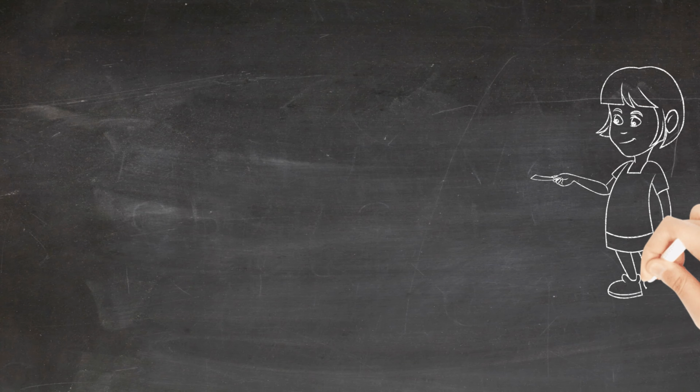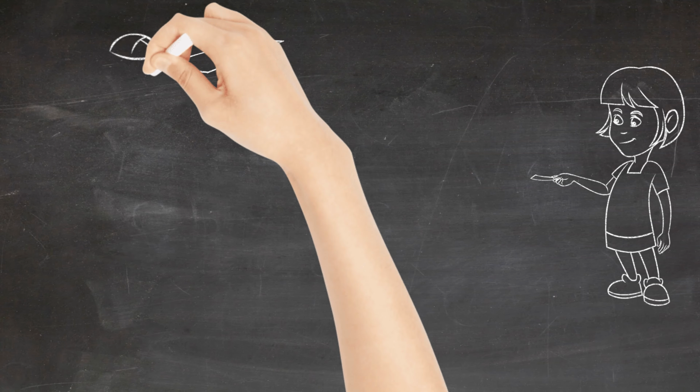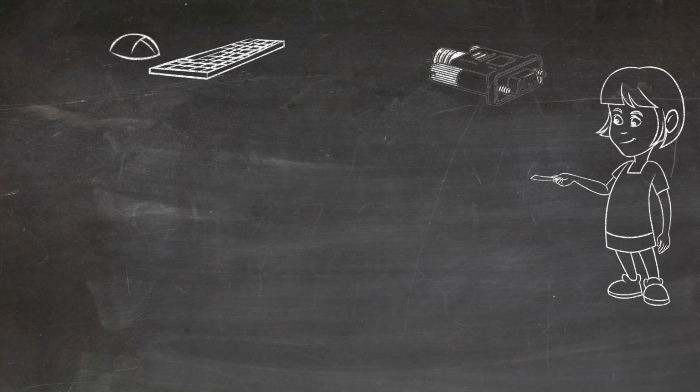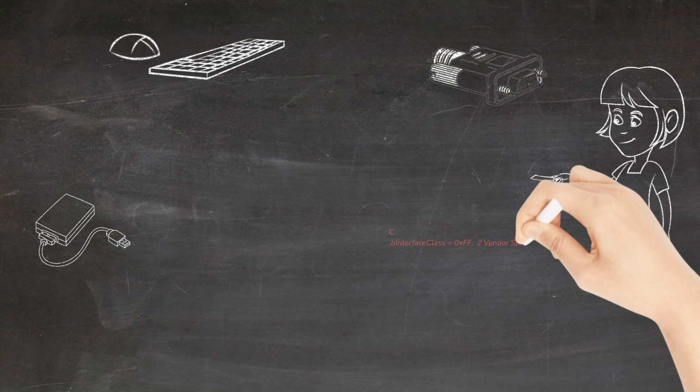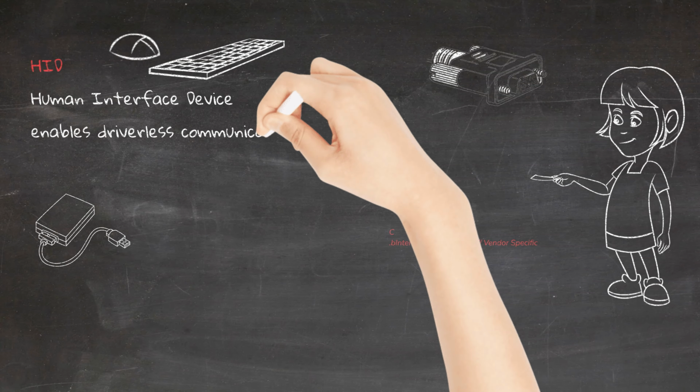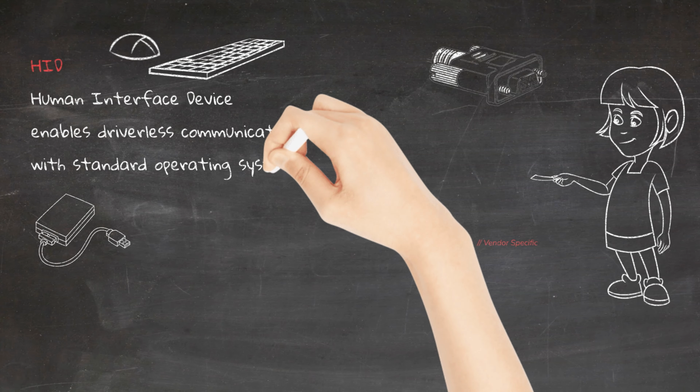Before focusing on HID, let's briefly look at USB device classes. There are several common types, such as HID, CDC, MSC, and WinUSB. Human interface device enables driverless communication and is widely used for simple control.